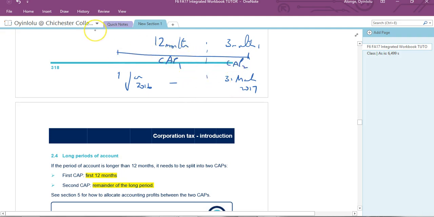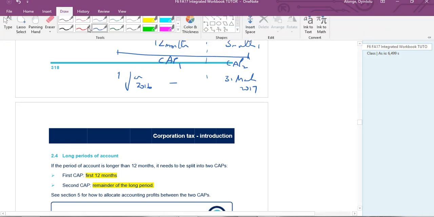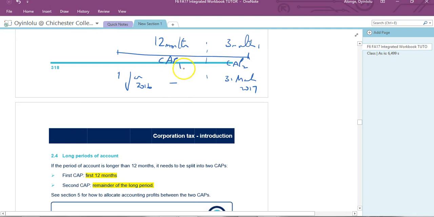I'll just throw this in now. When you're dealing with your capital allowances, you will do exactly the same thing. You work out your start here, and then work out your tax written down value to here, and you carry that over and do that for 3 months.